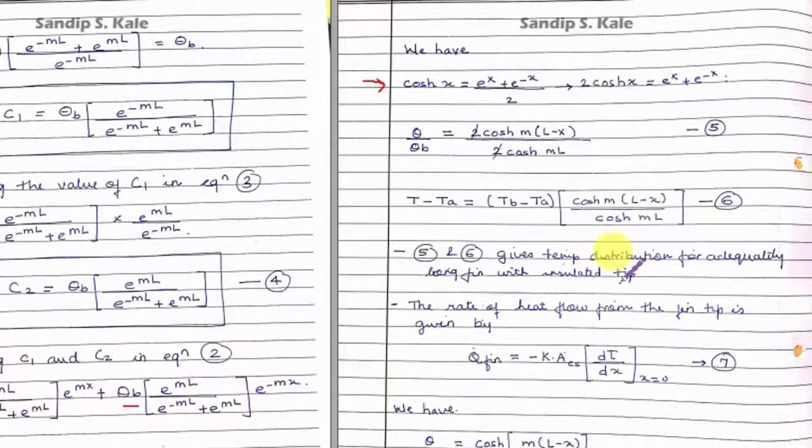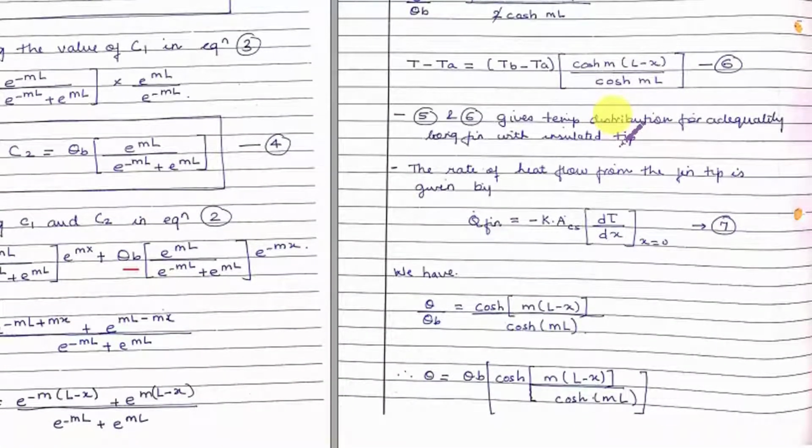So I hope the temperature distribution is very much clear. It is a simple mathematical arrangement. Just go through the derivation clearly once again, and you will get a clear understanding. So we have found out the temperature distribution now. Our next task is to find out the heat flow from the fin, right? So the heat flow is given by Q is equal to minus K Ac.